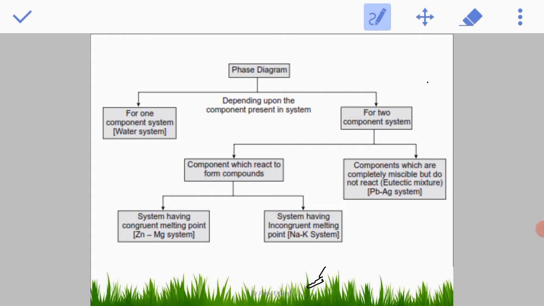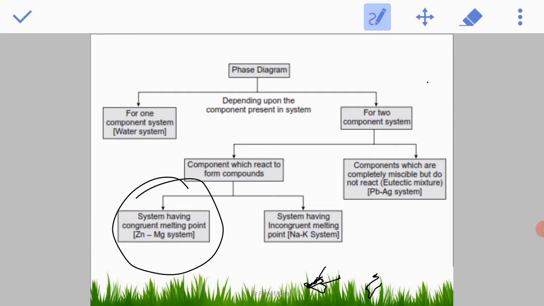And if those two components are reacting with each other, then there is another categorization. First, they do not react, and second, they do react. If they do react, the system having a congruent melting point is one category. The best example is zinc and magnesium. The system having an incongruent melting point is another category, for example the sodium and potassium system.